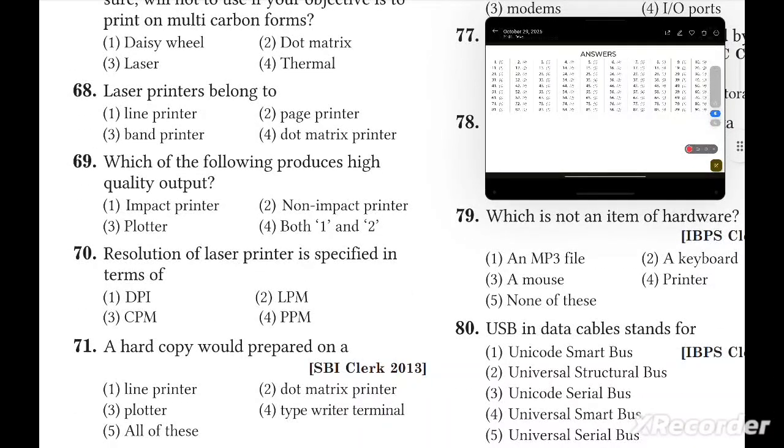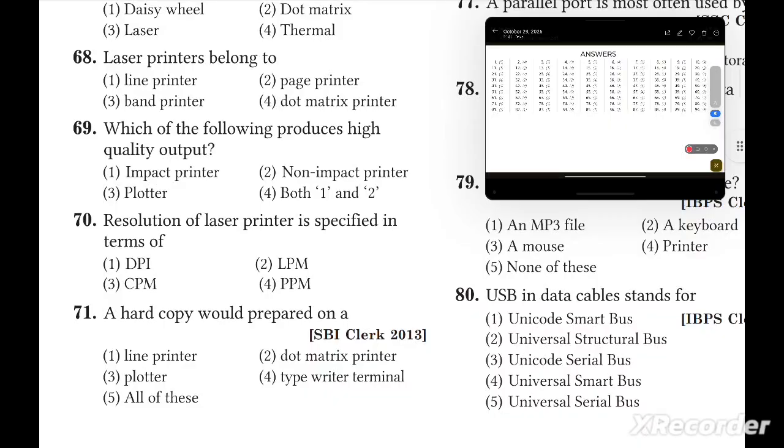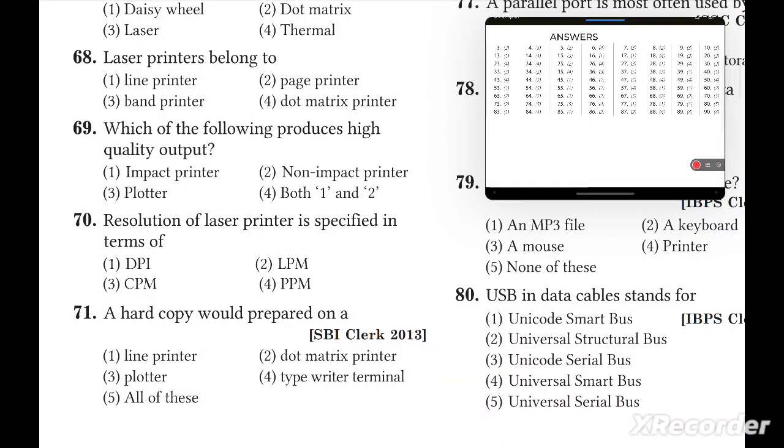Next question, laser printers belong to: first, line printer. Second, page printer. Third, band printer. Fourth, dot matrix printer. The correct answer is second, page printer.